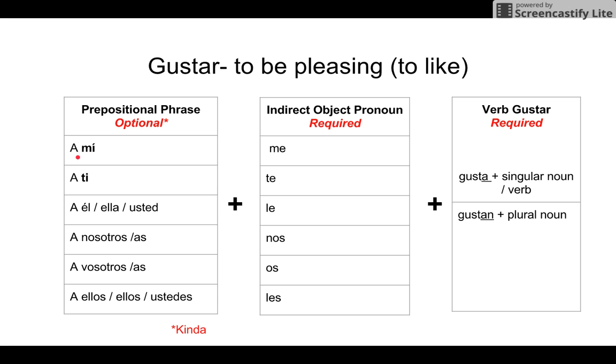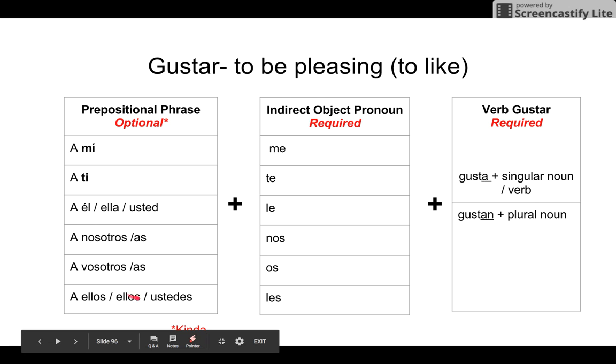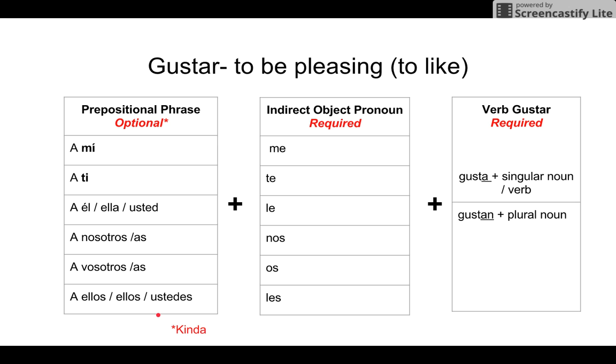For example, if I like it, we would say a mí. If it's you who likes it, a ti. If he likes it, a él, or she, a ella, or you, a usted, a nosotros, a vosotros, a ellos, ellas, that should say ellas, or ustedes. Notice we have one of these for each of our pronouns.